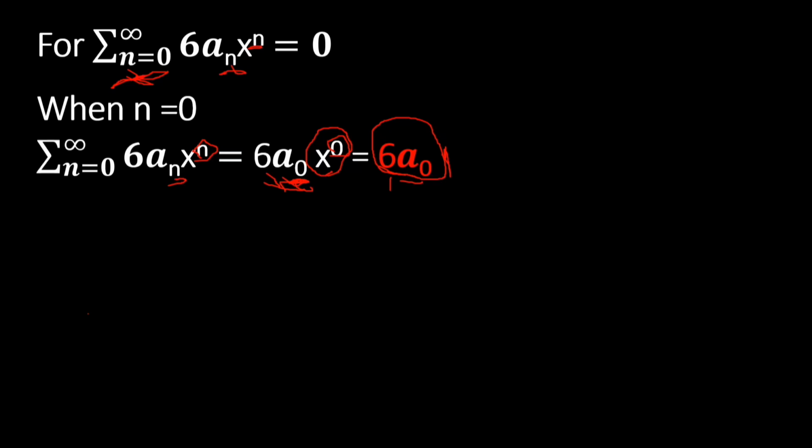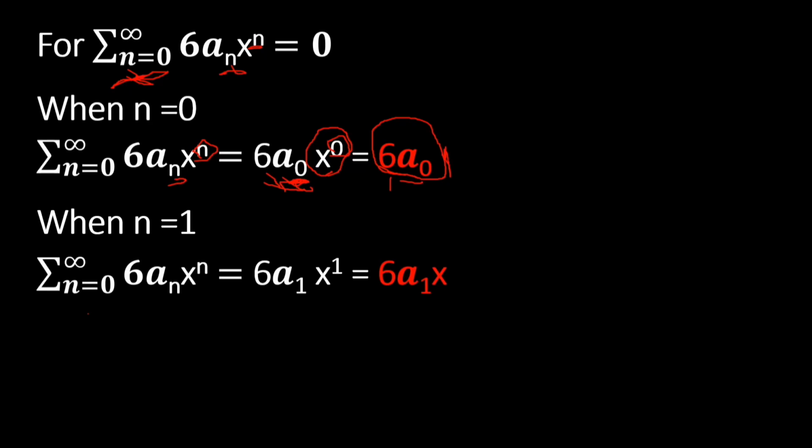So the next one is when n equals 1. Because we are stopping at 2, the next one after 0 is 1. So when n equals 1, this is what we arrive at. You can see that anywhere there's n here, I will replace it with 1, and then I will replace this 2 with 1. So we have 6a subscript 1, x raised to the power of 1.